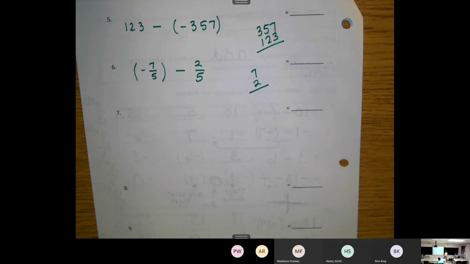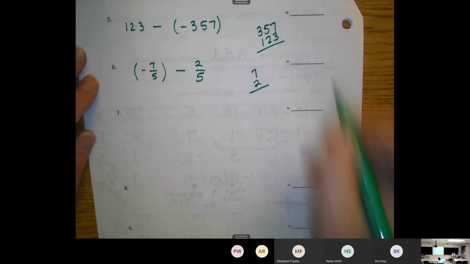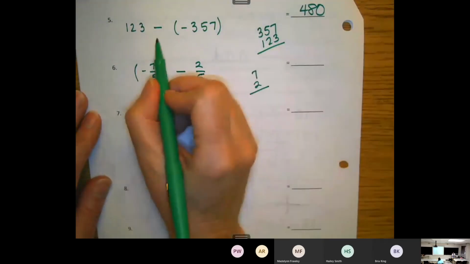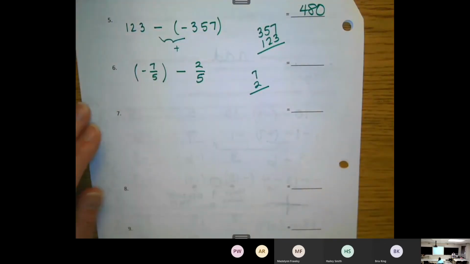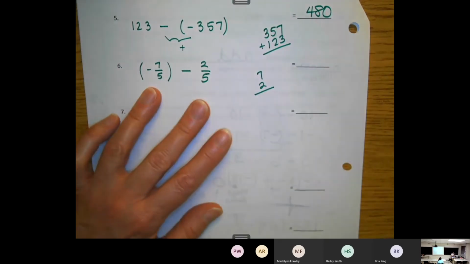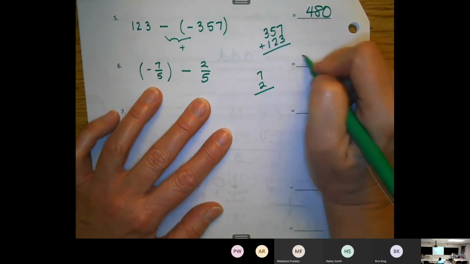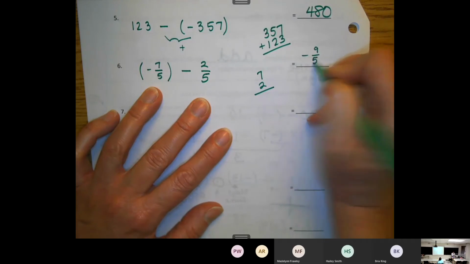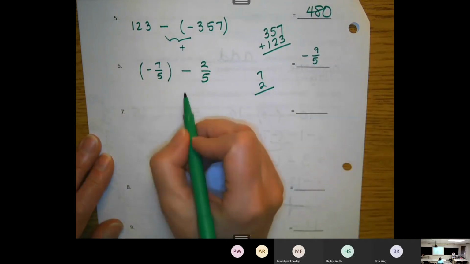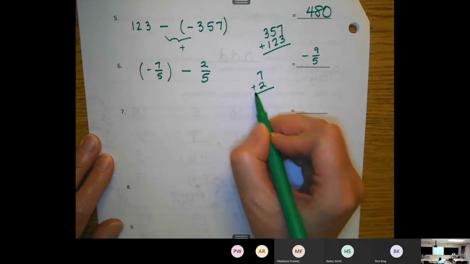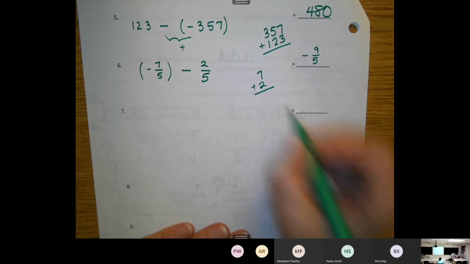What do you guys get for number 5 here? 480? Nice, positive? Good. Minus and negative came together to make a plus, so we end up adding. How about with the fractions? What's that going to make? Great, great. Both of them are negative, so they also end up being added. Anything we can help out with on those?